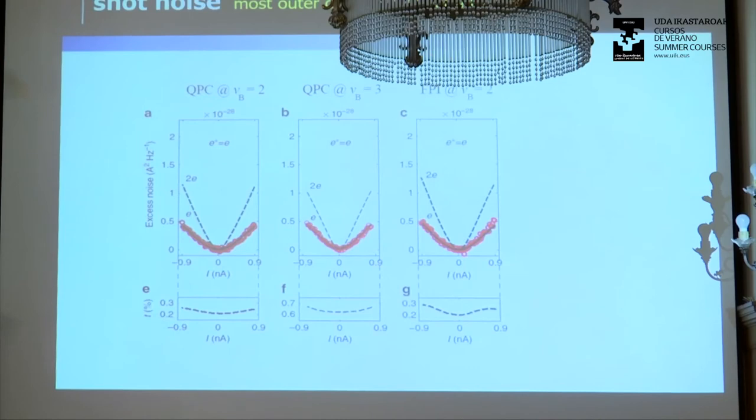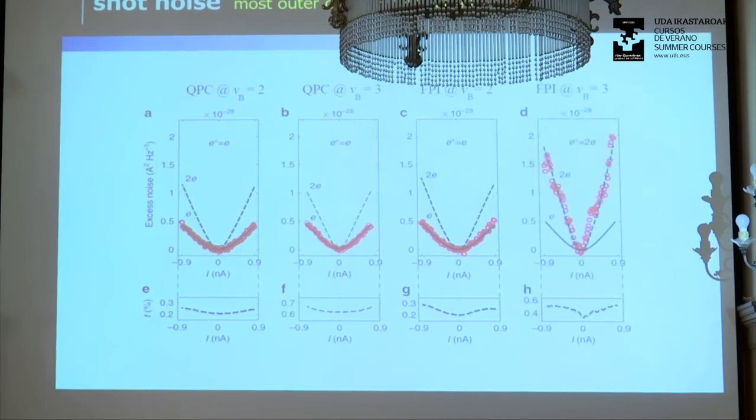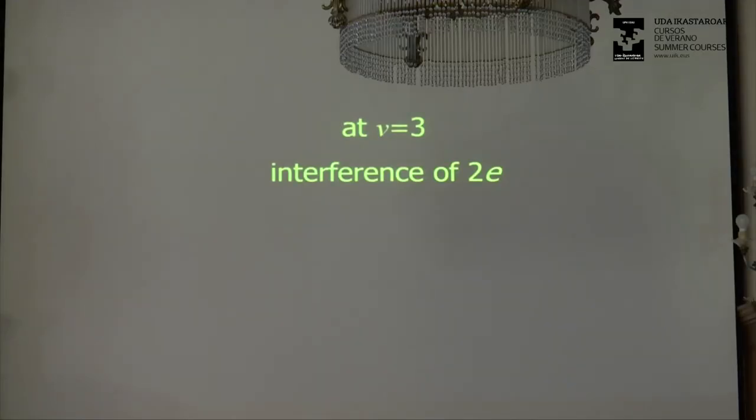Now I'm going to measure the shot noise through the Fabry-Perot, the interfering Fabry-Perot, at filling factor 2, where we measure interference of h over e. And the charge, again, is e. But when I go to filling factor 3, where the interference is h over 2e, and we measure the charge, it's 2e. So in a way, my Mach-Zehnder became sort of like a superconductor. This is just a strong word. Of course, we have no understanding of what's going on here at all. But you have an integer, simple, surprising effect.